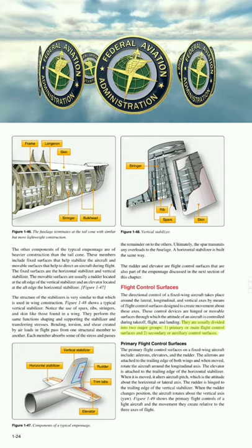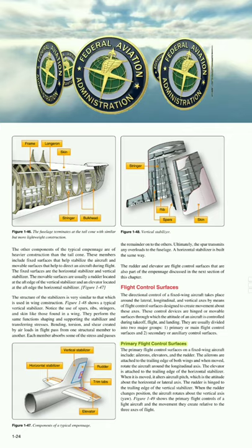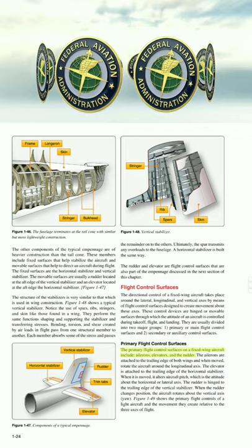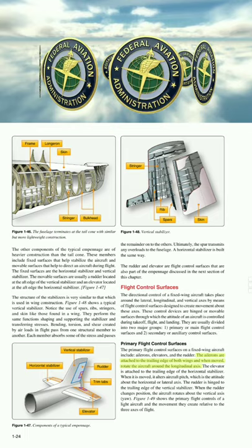One primary or main flight control surfaces, and two secondary or auxiliary control surfaces. Primary flight control surfaces. The primary flight control surfaces on the fixed-wing aircraft include ailerons, elevators, and the rudder. The ailerons are attached to the trailing edge of both wings and, when moved, rotate the aircraft around the longitudinal axis.